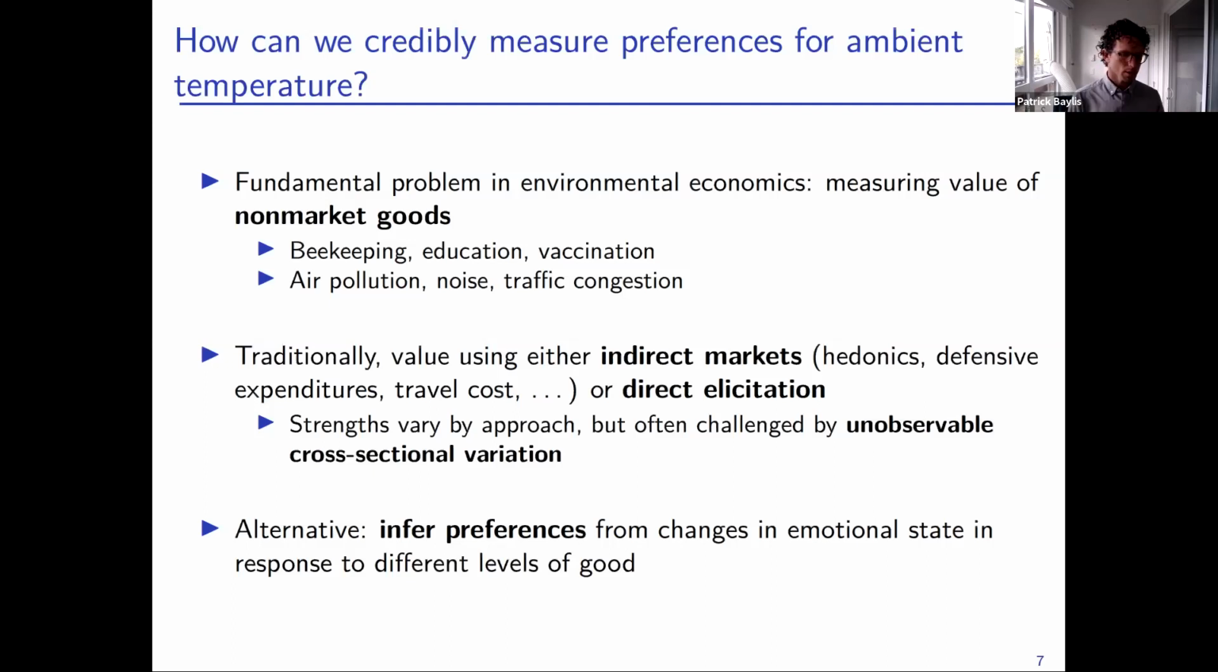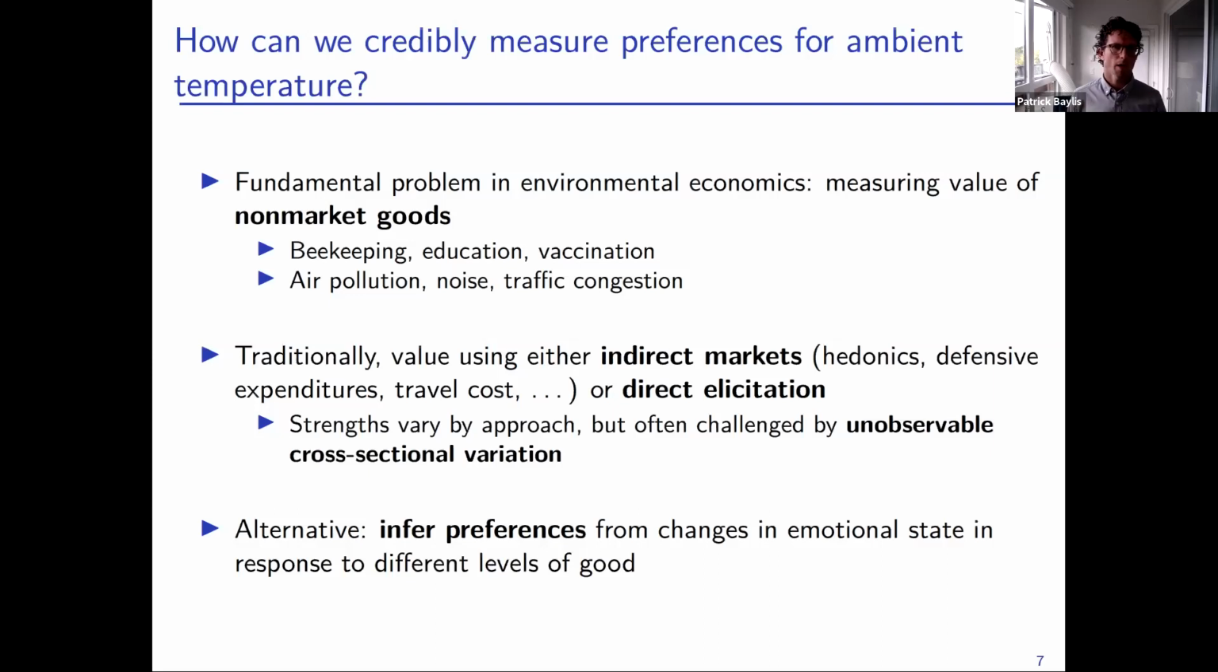So this gets to a really fundamental problem in environmental economics and in other fields of economics, which is how do we measure the value of non-market goods? Non-market goods often means public goods. For example, beekeeping or education or vaccination, these are sort of public goods. These are things that we like, but that we don't always fully internalize the benefits from, and so we tend to underprovide them. But there are also non-market goods that are actually not good, that we would prefer to avoid.